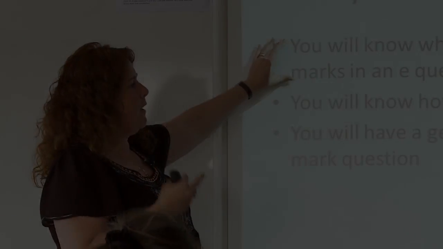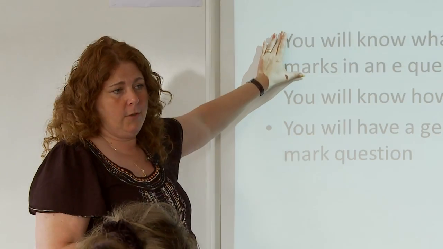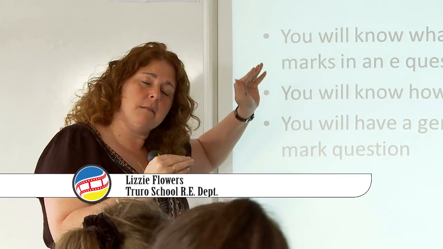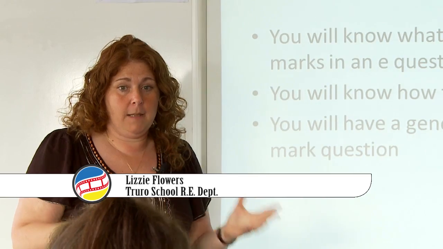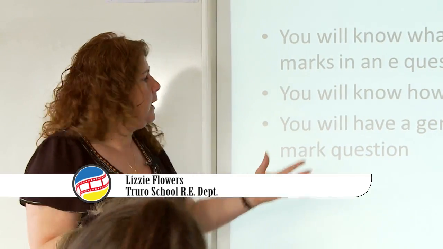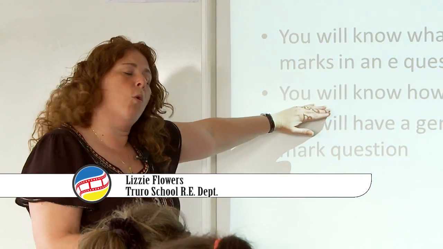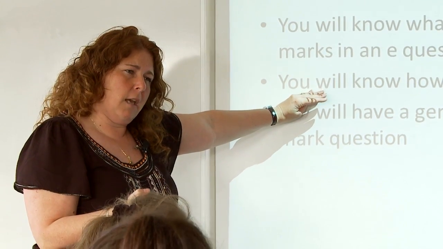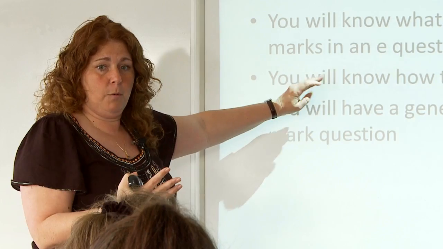You should know what is required to get full marks in an E question. When you walk out this door, you should be able to say, I know if I do these things, I'm going to get full marks. That's what I want you to feel like when you walk out. I want you to know how to support an argument. You might already think you know how to do that. If someone put forward an argument, how would you support that?